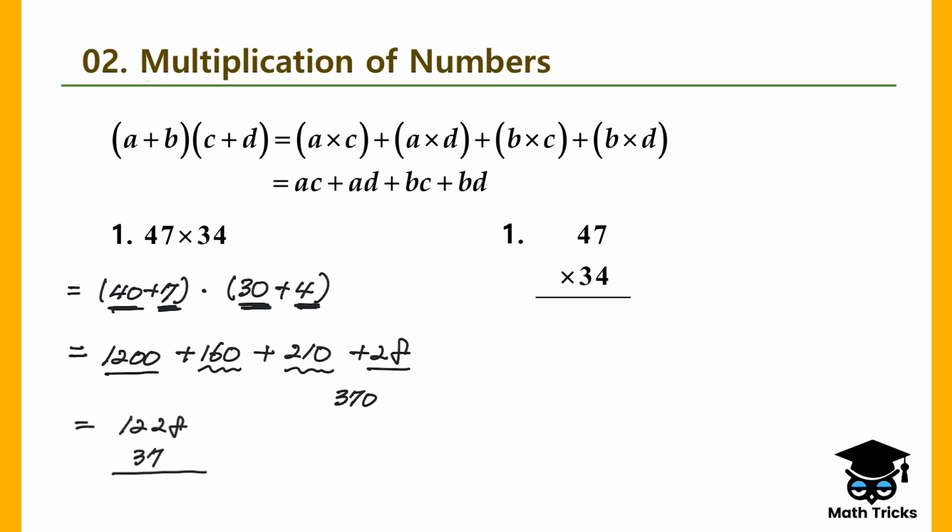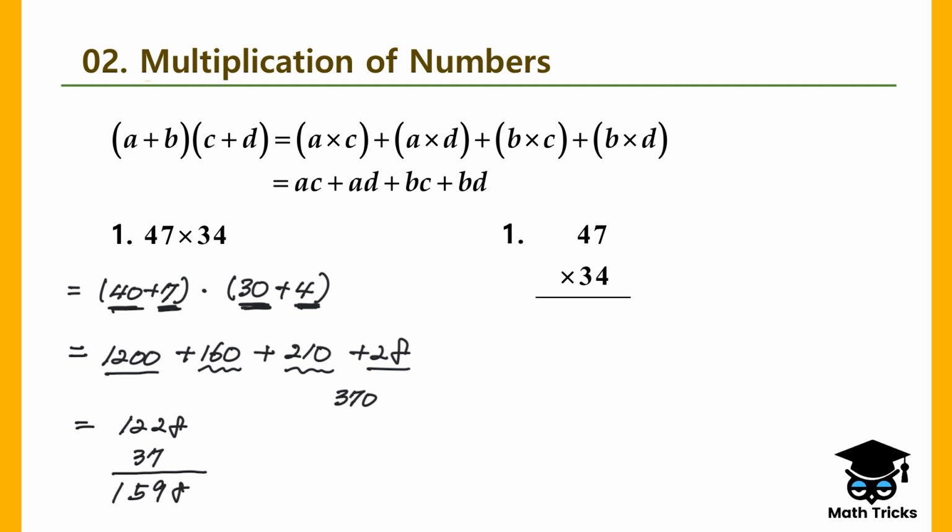Then add them together. Here we have a 0, so we don't have to write this number, right? So 8 plus 0, 8. 2 plus 7, 9. 2 plus 3, 5. And here we have 1. So 47 times 34 is equal to 1598.